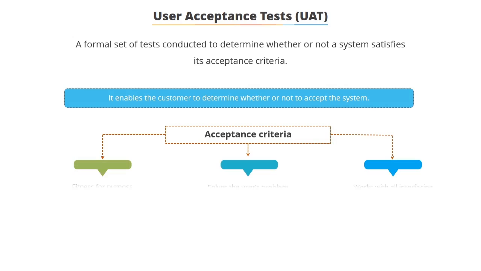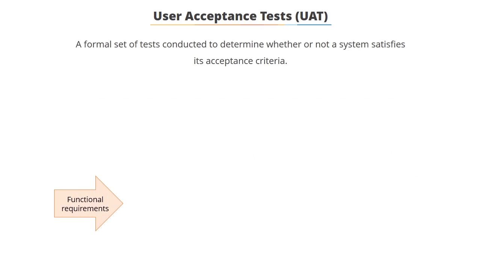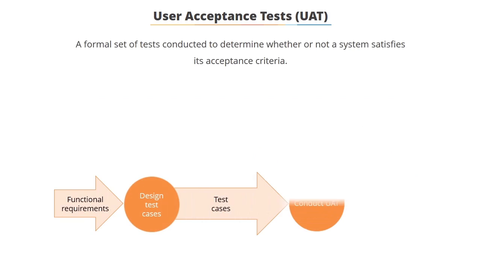So we need acceptance criteria. Does it solve the problem? Does it interact with all existing systems? So basically, the functional requirements drive the acceptance tests. From a functional requirement, you can design the test cases. And once you've designed the test cases, you can write the tests and perform the user acceptance tests.